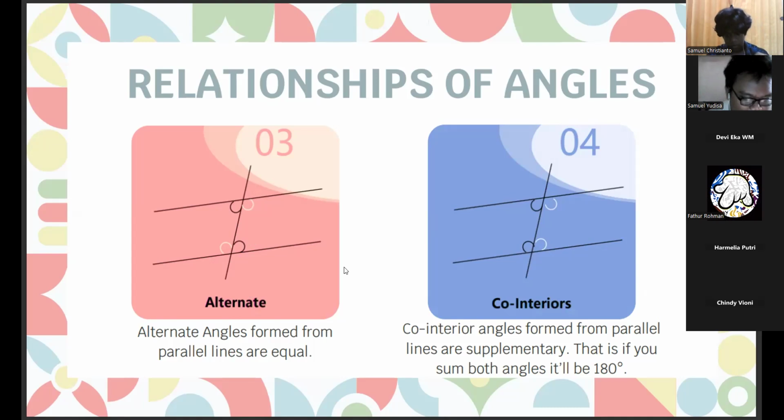The fourth relationship of angles is co-interior, using the same parallel lines. Co-interior angles are the interior, the inside of a shape, this open shape, which is the right angle here, and the relation of co-interior angles is supplementary. Supplementary angles are angles whose sum is 180 degrees.